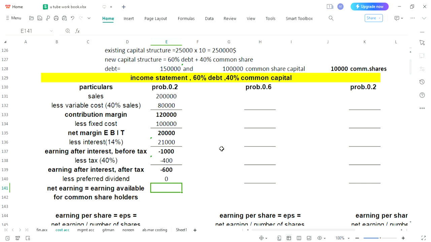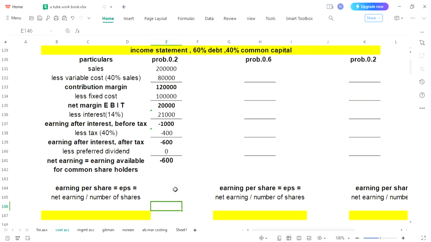Okay, then we are open to calculate earning available for common shareholders by subtracting preferred dividend from the previous earning, minus 600, and you will subtract preferred dividend, which is 0. So we have got minus 600. I think this is the first time we have got a negative earning or loss, in the case when you are taking 60% debt. So it's completely unfavorable for the organization to increase our debt because it had gone negative.